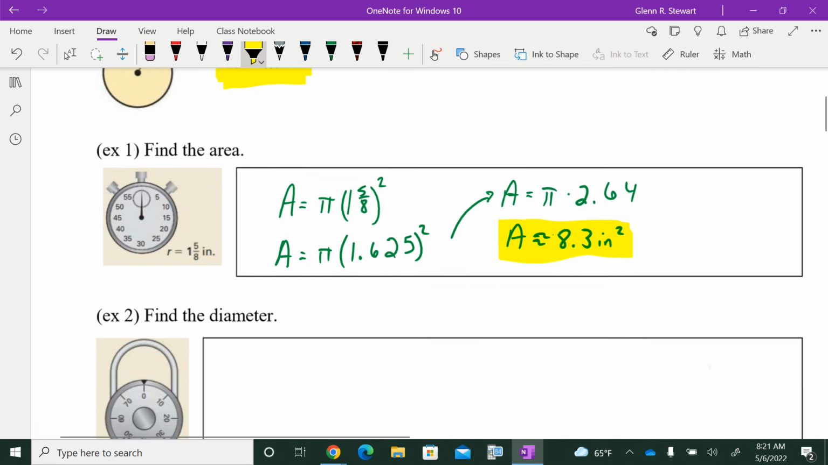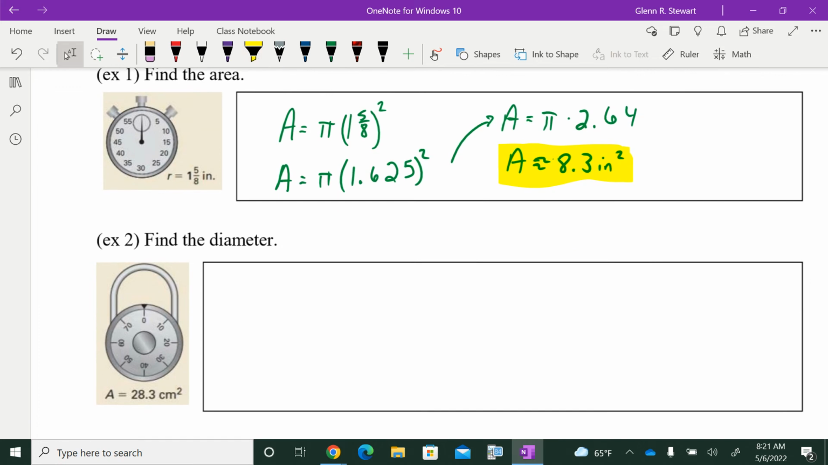Okay. Number 2, find the diameter. So if you have an area and you want to work backwards to find a diameter, well, diameter is not in our formula. But we should know that diameter is really 2 times the radius. So if we can figure out what the radius is, find radius first, you should be able to find the diameter.